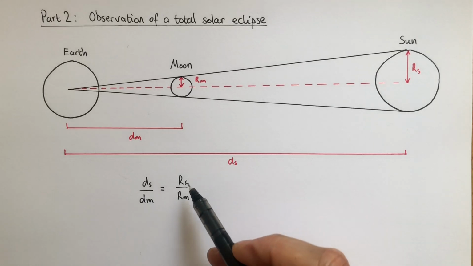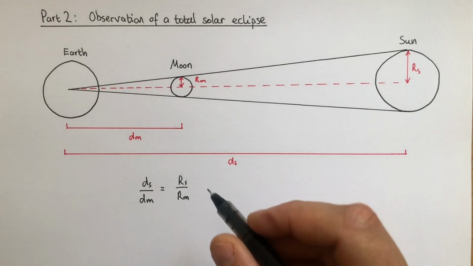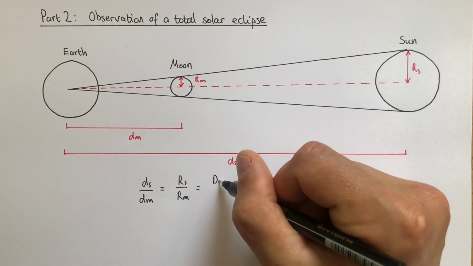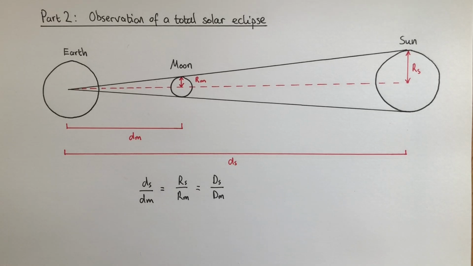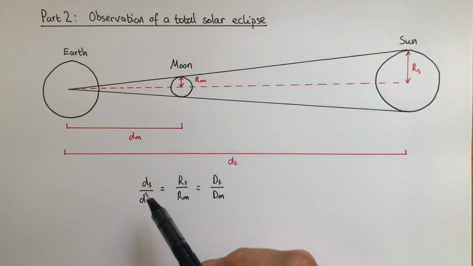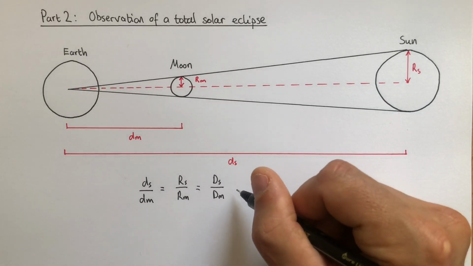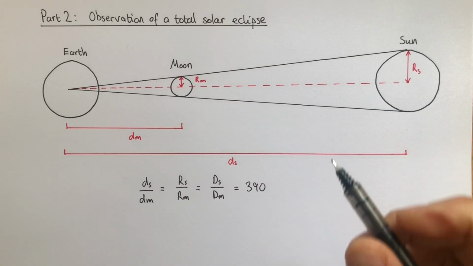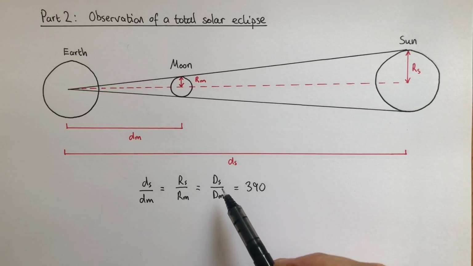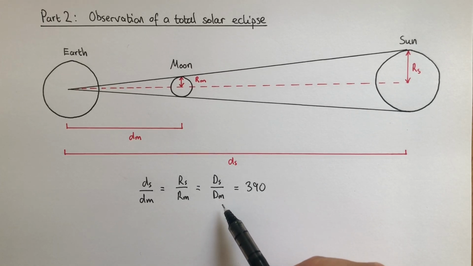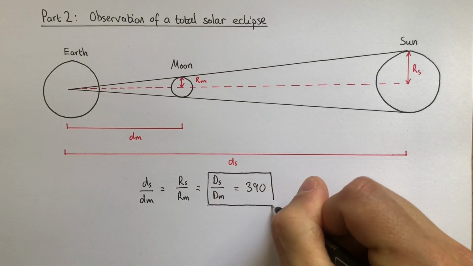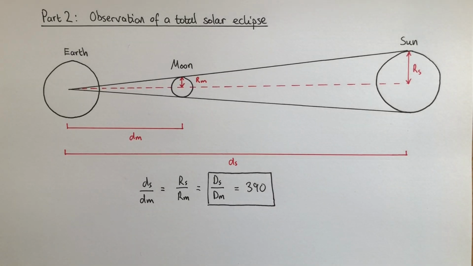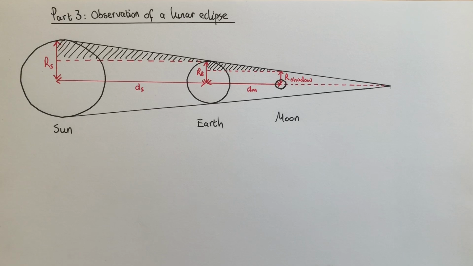Now clearly the ratio of the radii, rs divided by rm, is going to be the same as the ratio of the diameters, ds divided by dm, because the diameter is simply twice the radius. We saw in our previous calculation that the distance to the Sun divided by the distance to the Moon is equal to 390, and now we see that this relationship also holds for the ratio of the diameter of the Sun and the diameter of the Moon. This tells us that the diameter of the Sun is roughly 390 times the diameter of the Moon, and this ends our second calculation. The third calculation of Aristarchus is based on the observation of a lunar eclipse.